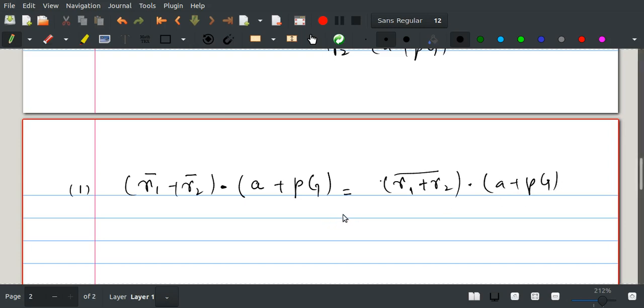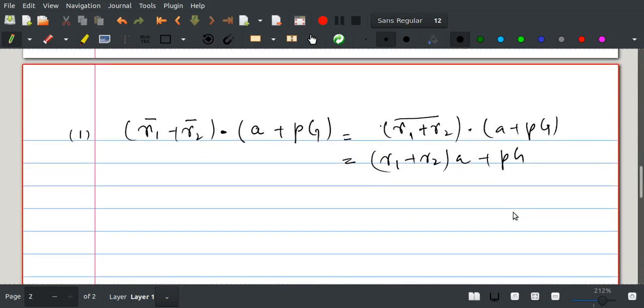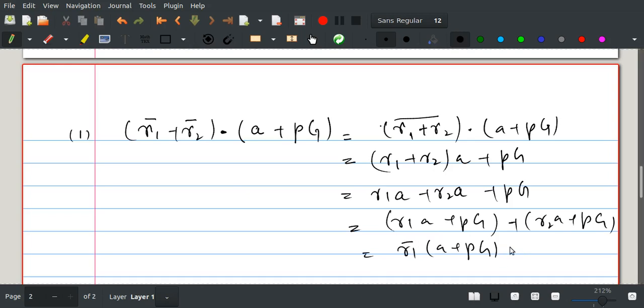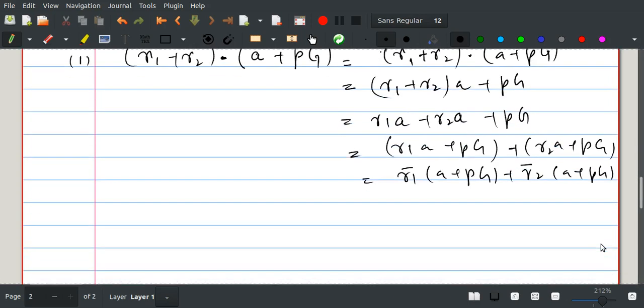So this is same as (R1 plus R2) times (A plus PG). So this is R1(A plus PG) plus R2(A plus PG), which is the same as R1(A plus PG) plus R2(A plus PG). This is the same as R1 bar (A plus PG) plus R2 bar (A plus PG). So in this case we are done.